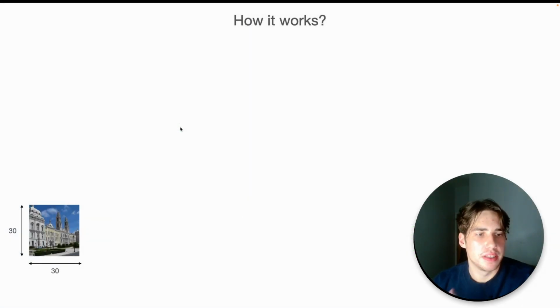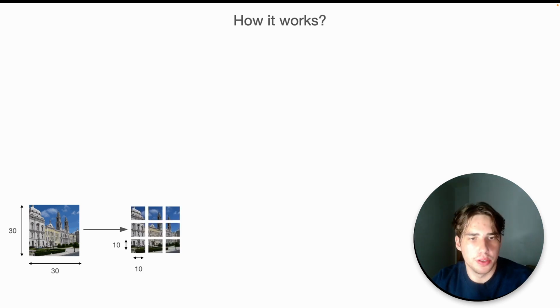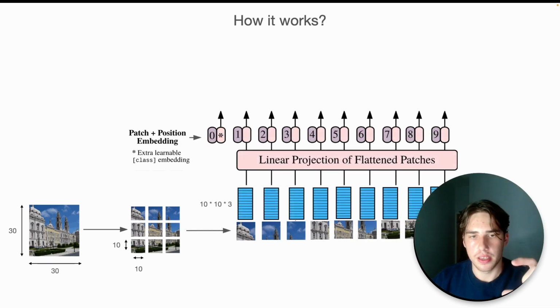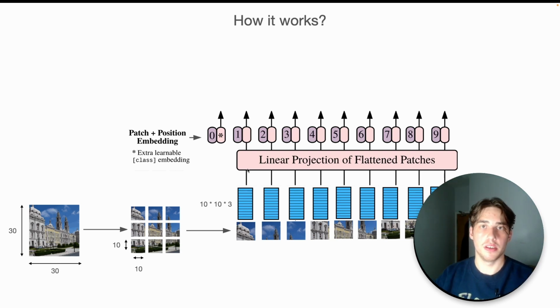Okay, so first let's take an image. Let's say it's 30 by 30 and we split it into patches. So we have 9 patches. Each patch is 10 by 10, and obviously it has 3 channels. Then we take each patch, flatten it, and make a 1D vector out of it, right? And then we create the embeddings out of it. We pass it to a linear network and it is projected to the embedding space.